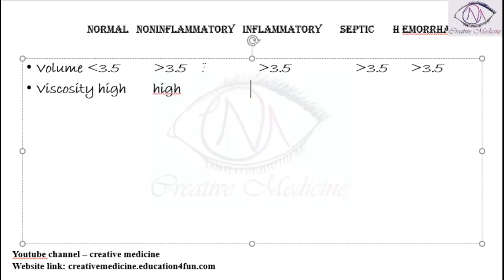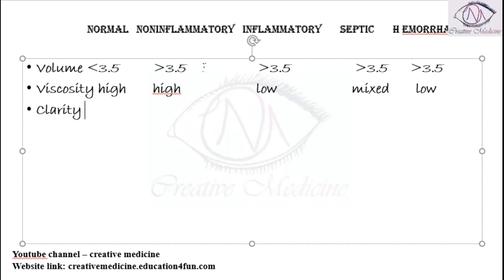Then if you see the viscosity, the viscosity of normal synovial fluid is high. Viscosity of non-inflammatory synovial fluid is also high. Viscosity of inflammatory synovial fluid is low. Viscosity of septic synovial fluid is mixed. Viscosity of hemorrhagic synovial fluid is low.